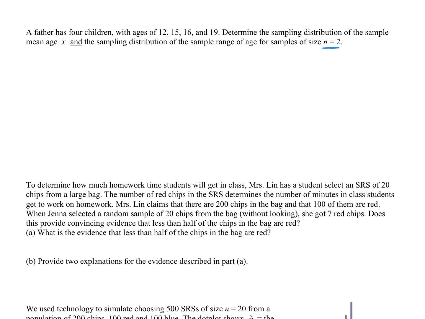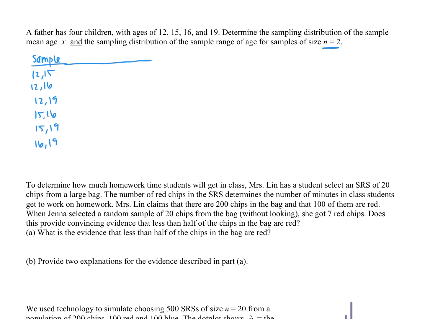So that's the first thing that I'm going to do, is I'm going to write out all those samples of size 2. And I'm going to do this on a table because I'm going to need to write some other things down. So I could choose the 12 and the 15-year-old, or the 12 and the 16-year-old, or the 12 and the 19-year-old. I could choose the 15 and 16-year-old, the 15 and 19-year-old, or the 16 and 19-year-old. Those are all the possible samples. That's it.